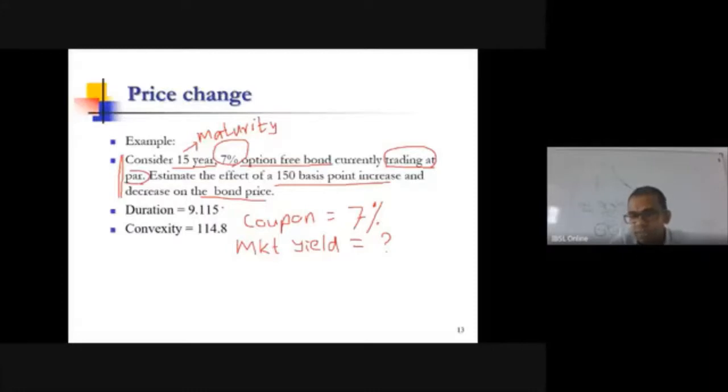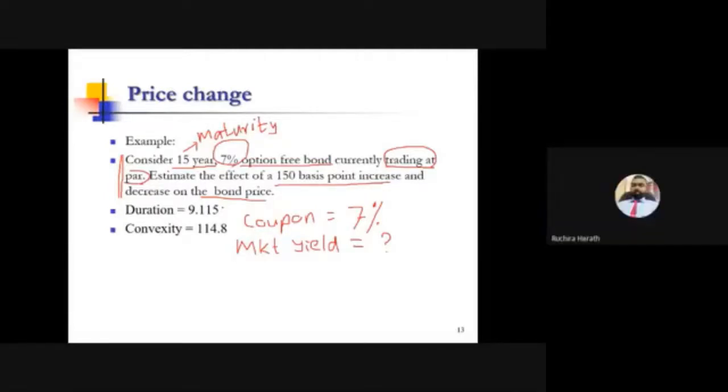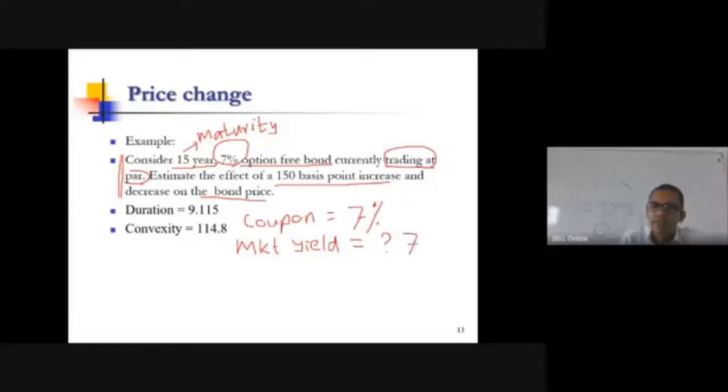For that to happen, what would be the market yield? If the price equals the face value, what is the market yield? 7%. 7%, the same as the coupon percent. So the market yield is also 7%.